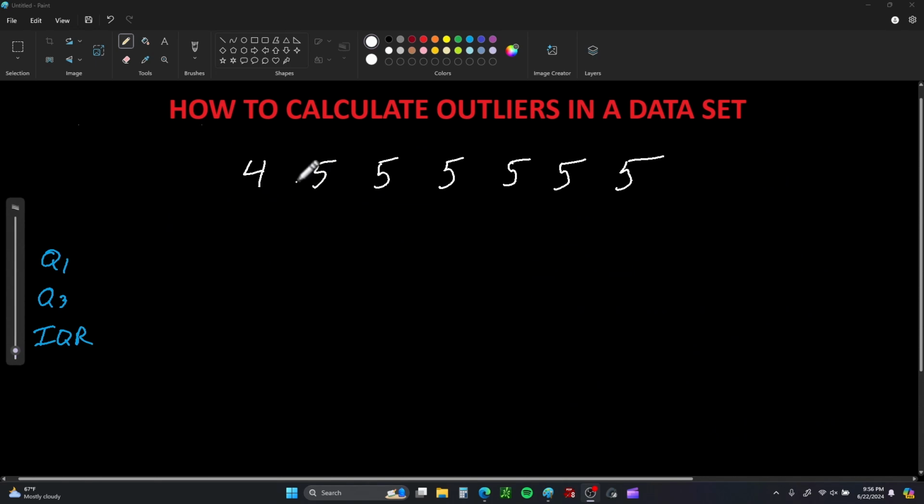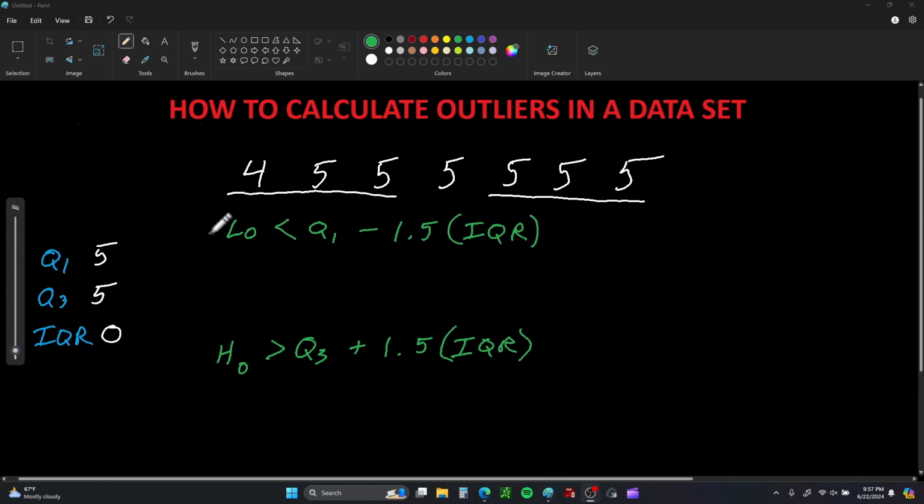Here our number set has 7 pieces, and when I split it into 2 halves, I'm not going to count the middle one. So the middle of the first half, which is 5, that's our Q1, and the middle of the second half is also a 5, so that's Q3, and the IQR this time is a 0.